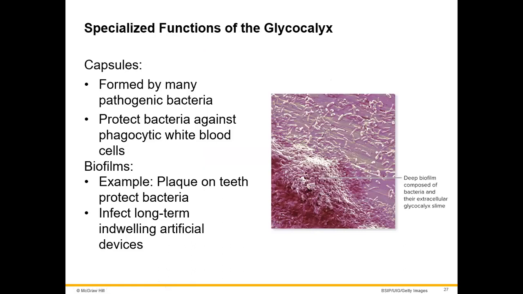Capsules are formed by many pathogenic bacteria. They protect against phagocytic white blood cells. Biofilms, some examples of a biofilm, the plaque on teeth protects bacteria. They can infect long-term indwelling artificial devices through the formation of a biofilm. The biofilm is made up of bacteria and extracellular glycocalyx slime to hold the bacteria together.